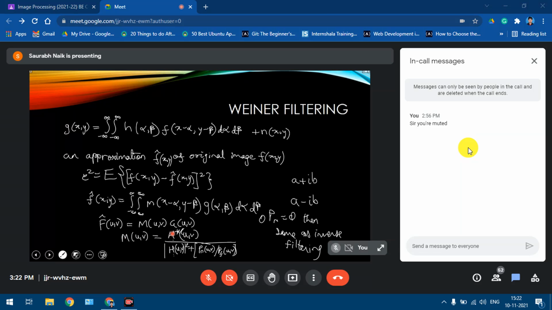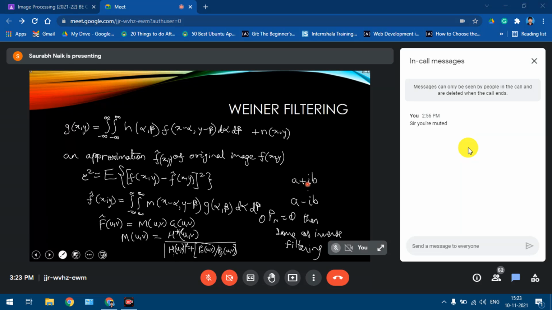And M of u comma v is basically given by the equation H star. It's not H cap, there's a term for it: conjugate. H asterisk, this function is basically the conjugate function of H. And conjugate is basically, if I have, let's say, a minus b, then the conjugate of this would be a plus b. It is normally used in terms of complex numbers.